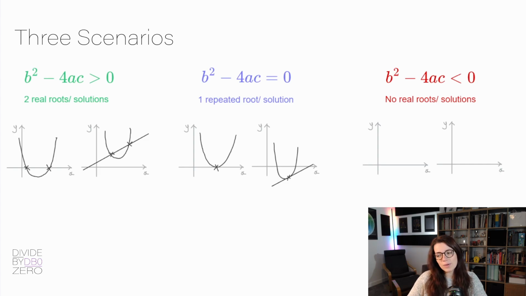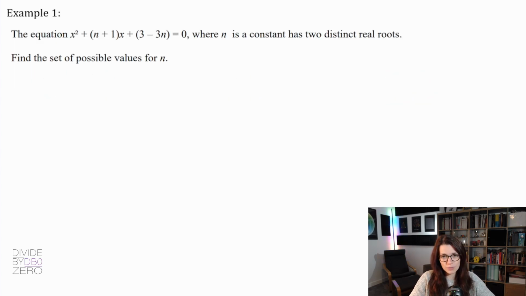Last scenario, b squared minus 4ac is less than 0. That means no real roots or solutions. So if a quadratic was on its own, it would not cross the x-axis. It would be floating somewhere like that. And in the context of having a curve and a line, the curve and the line would never intersect each other. I've got three examples for us to work through.